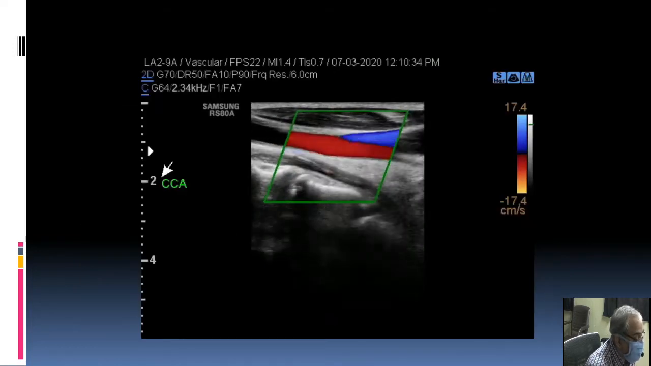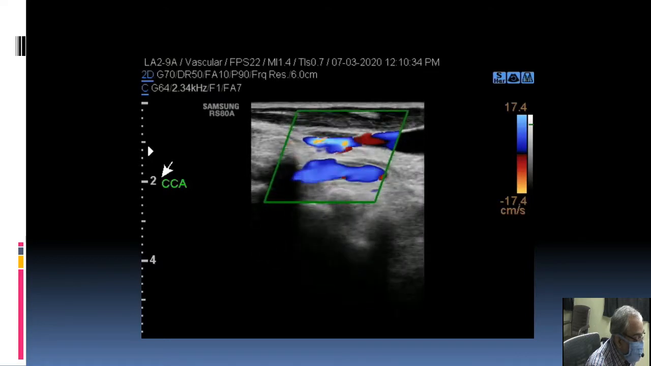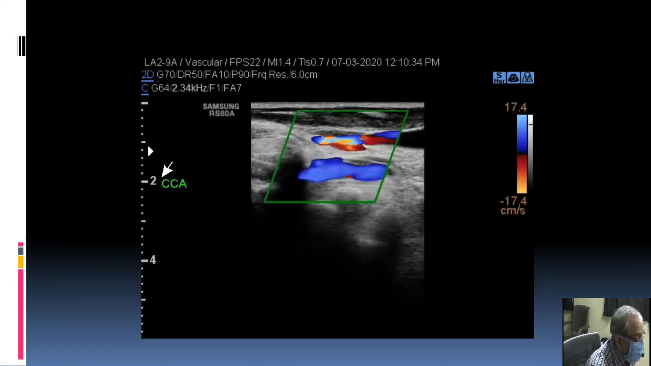So this is the common carotid, and this is the vertebral artery. If you can see, the jugular and the vertebral are showing the same direction of flow.